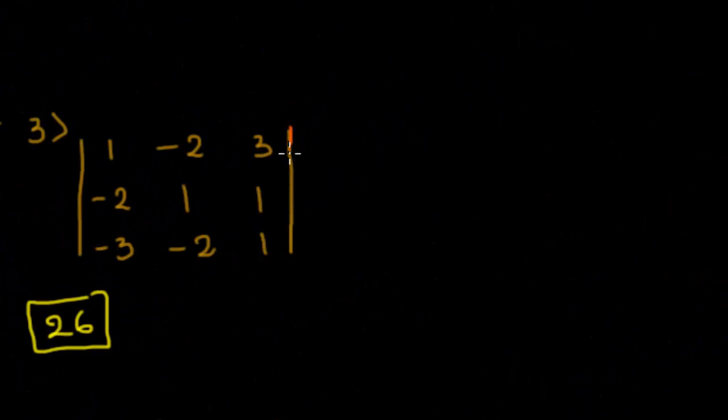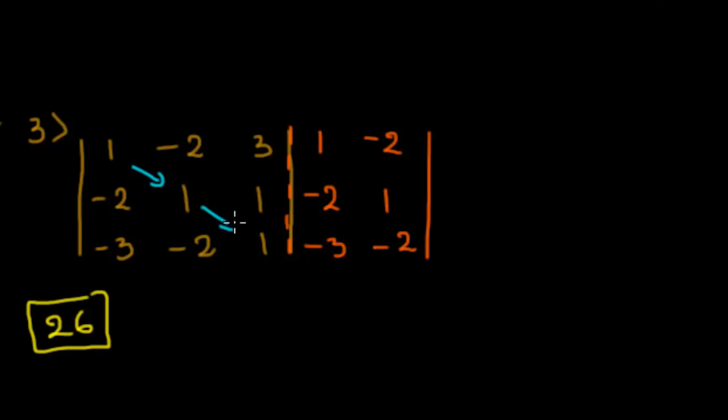The third one. So copy the first 2 columns. 1, negative 2, negative 3, negative 2, 1, negative 2. If you know what to do next, you can follow me. So 1 times 1 times 1 is 1. And negative 2 times 1 times negative 3 is positive 6. 3 times negative 2 is negative 6, times negative 2 again is positive 12. Let's add up, gives me 19.